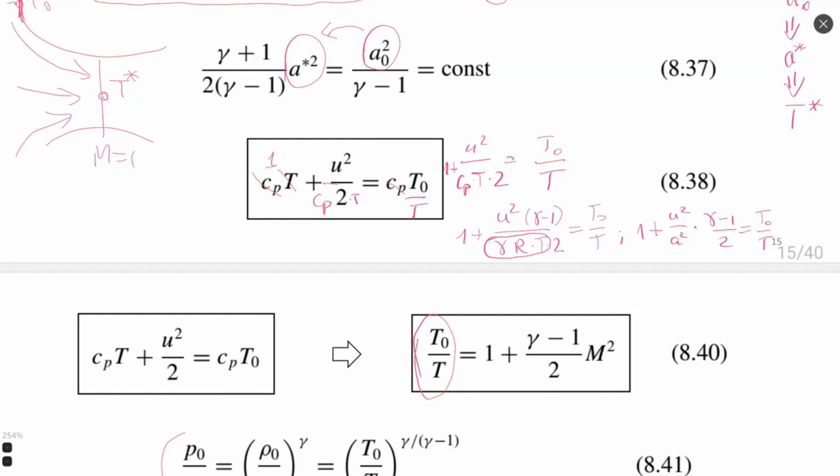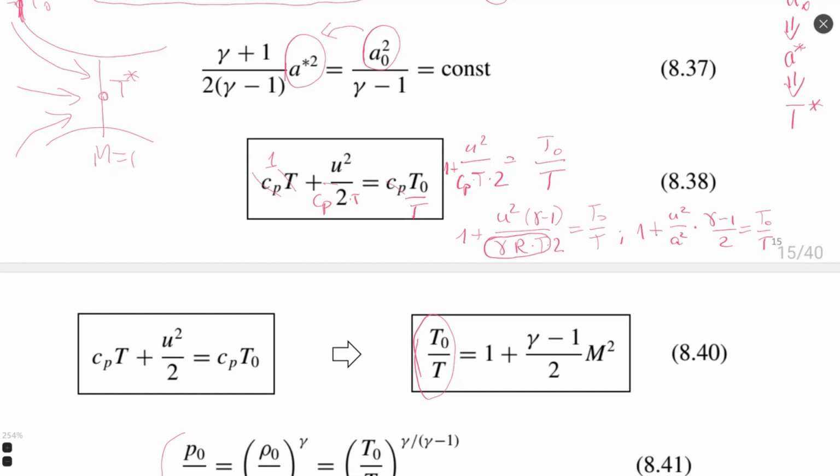So I hope it was clear how I obtained equation 40. If there is some problem to understand how equation 40 was obtained, please let me know in comment. I will show you. I will try to explain better.